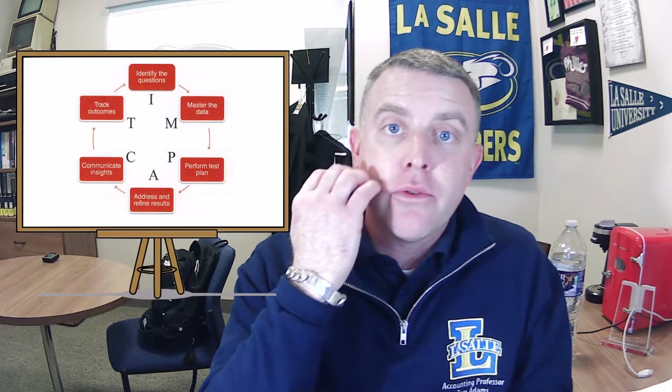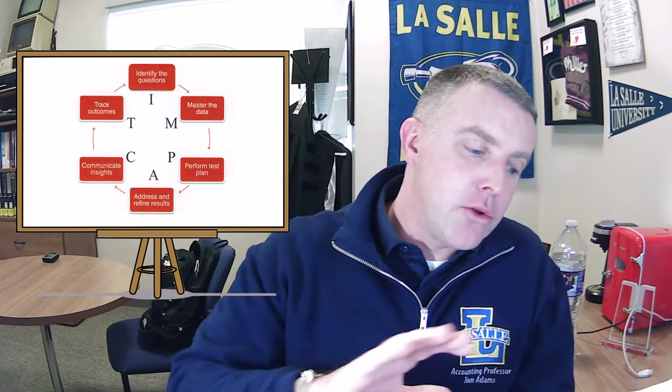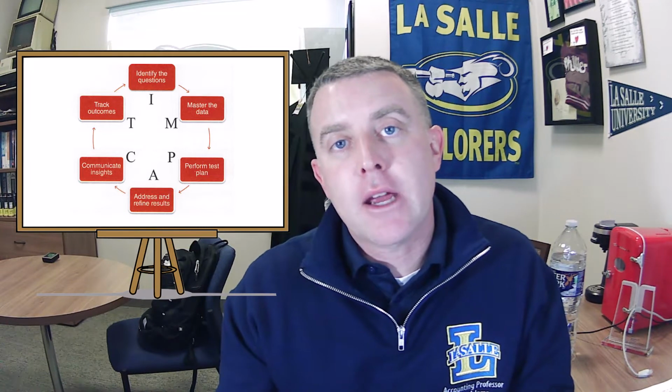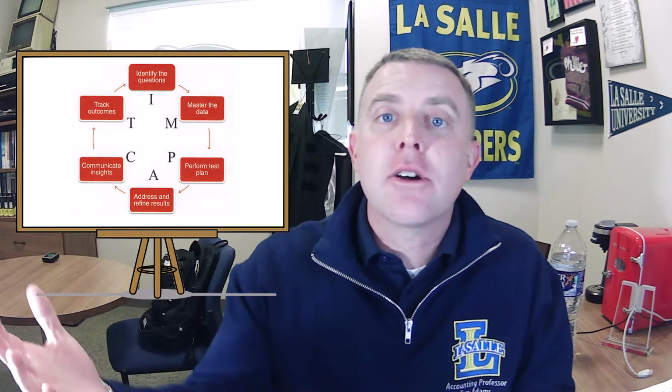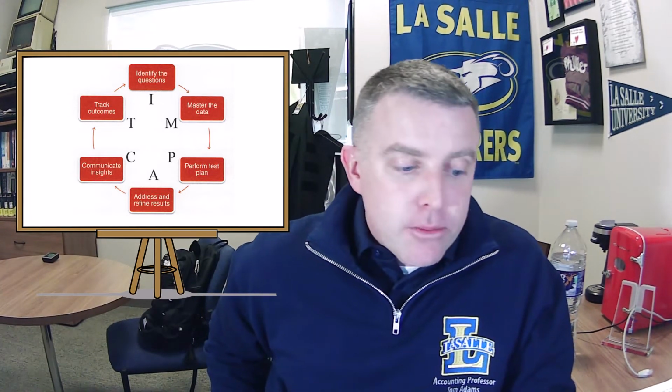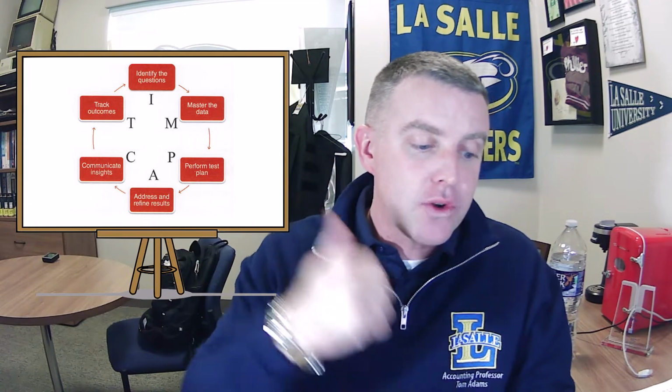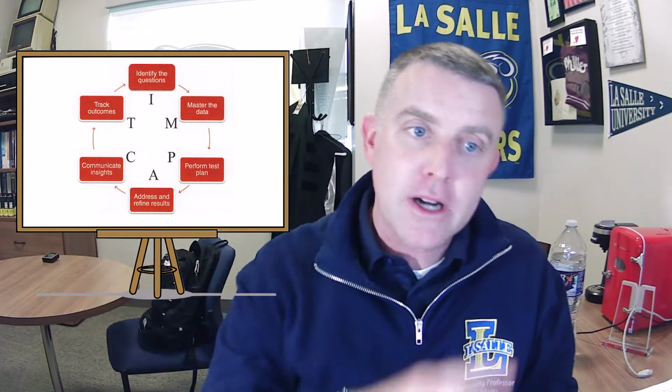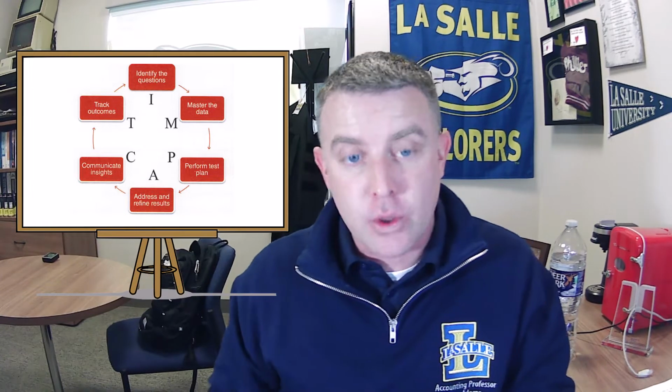We just wrapped up talking about the impact cycle in Module 4. In Module 4, we concluded by talking about how we can communicate insights, and then based on those insights and the impact model, what outcomes we can track going forward. The impact cycle, if you remember, was to identify questions, master the data, perform the test plan, address and refine results, communicate insights, track outcomes, and then start the whole process all over again with identify the questions. So we went through that entire process.